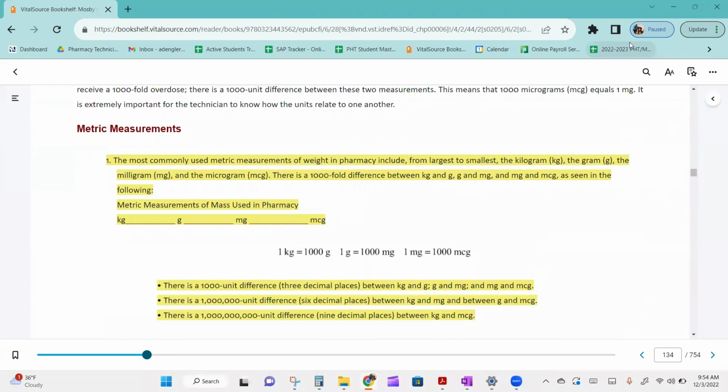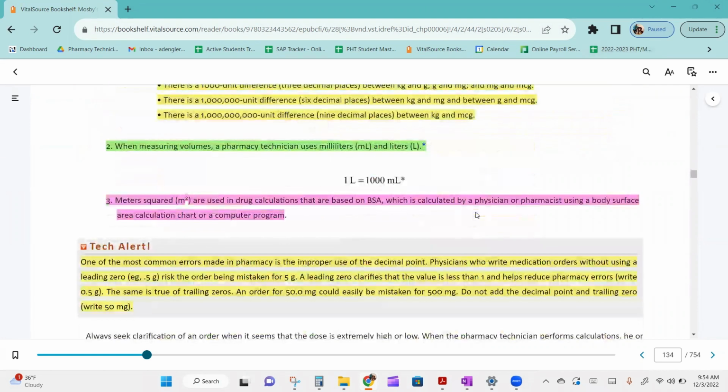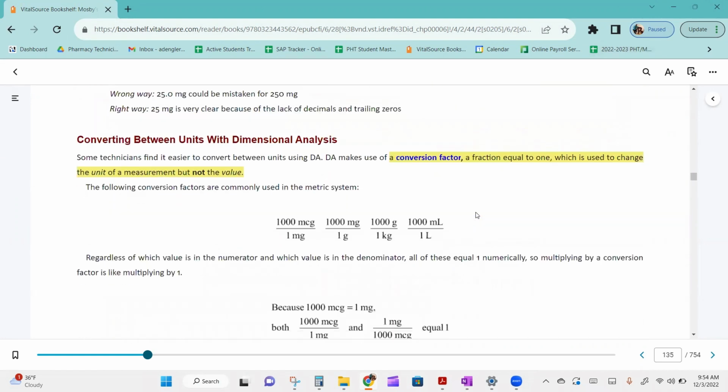All right, so metric measurements. These 3 here are conversion factors. Just want to go back down here. So the book has converting between units with dimensional analysis. So we do not teach dimensional analysis at Ross. I think it's super confusing for students. Some students learn that way though. So if that's the easiest, most comfortable way for you to do any of this math, then by all means, go ahead.